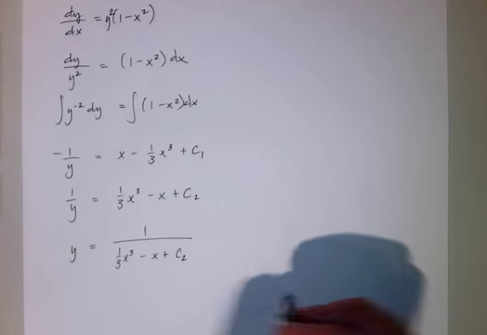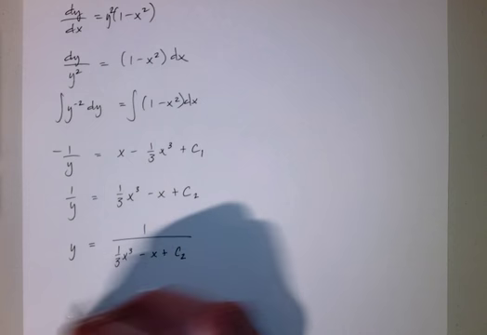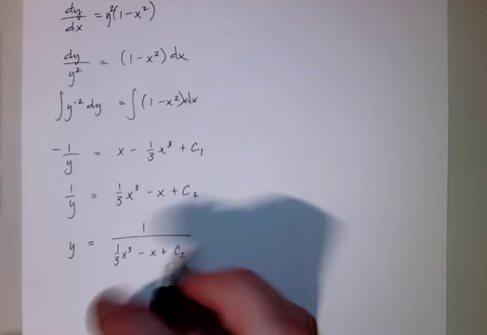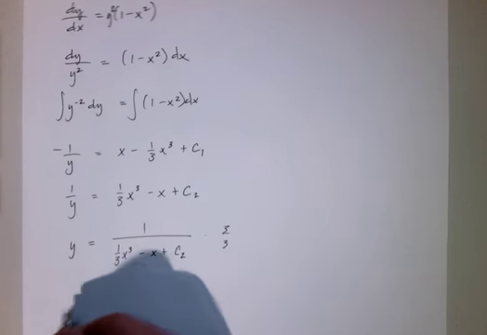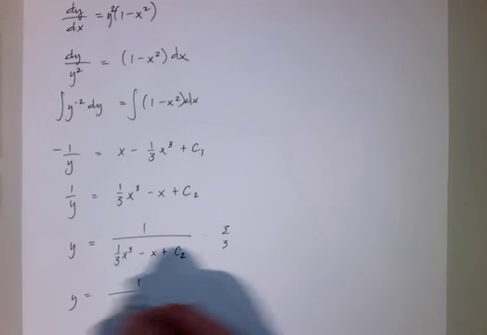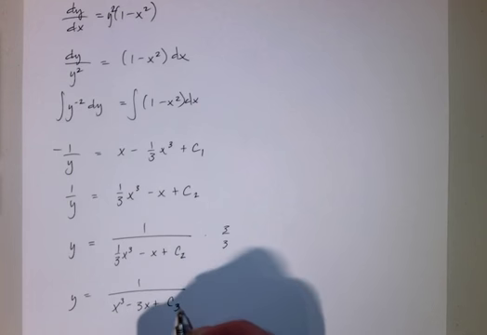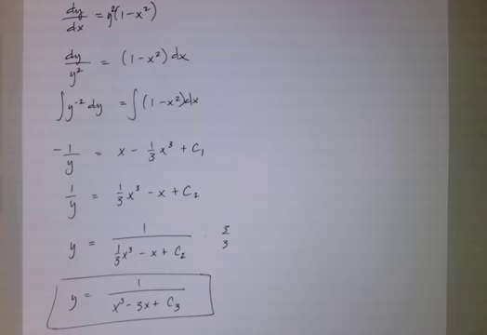And if you were concerned about the complex nature of the fraction, you would just multiply it by 3 over 3, and you would wind up getting 1 over x cubed minus 3x, and that would just be a third constant right there, okay? And that would be 1 over x cubed minus 3x plus c3.